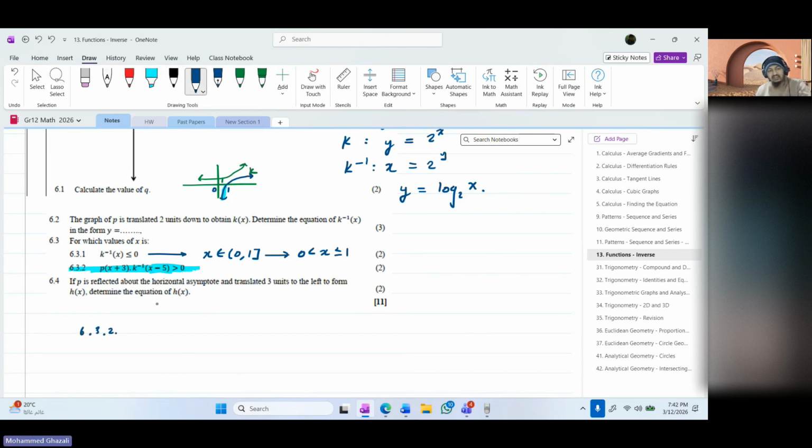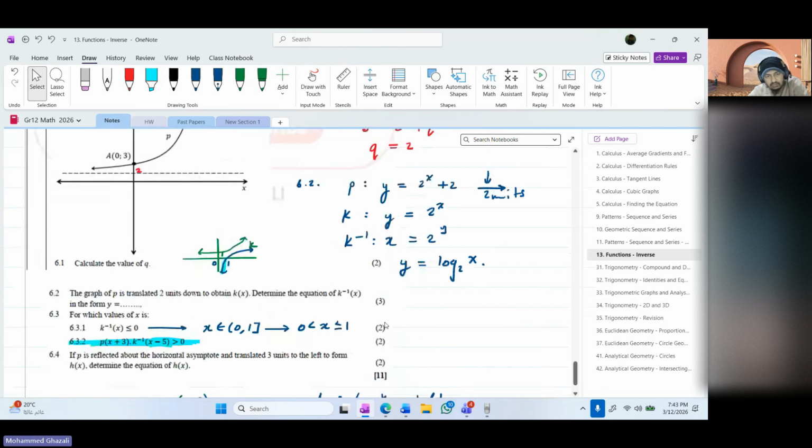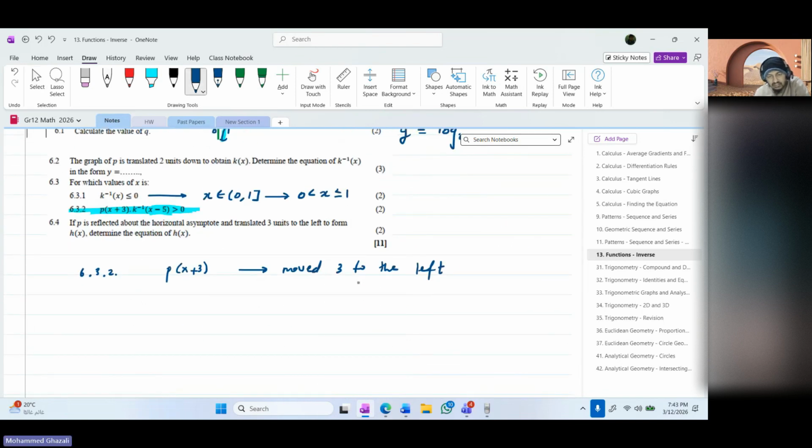(6.3.2). When they say P(x + 3), it means the P graph is moved 3 to the left. So in other words, your function now becomes 2 to the power x + 3, plus 2. That's what the new function is if it's moved 3 to the left.